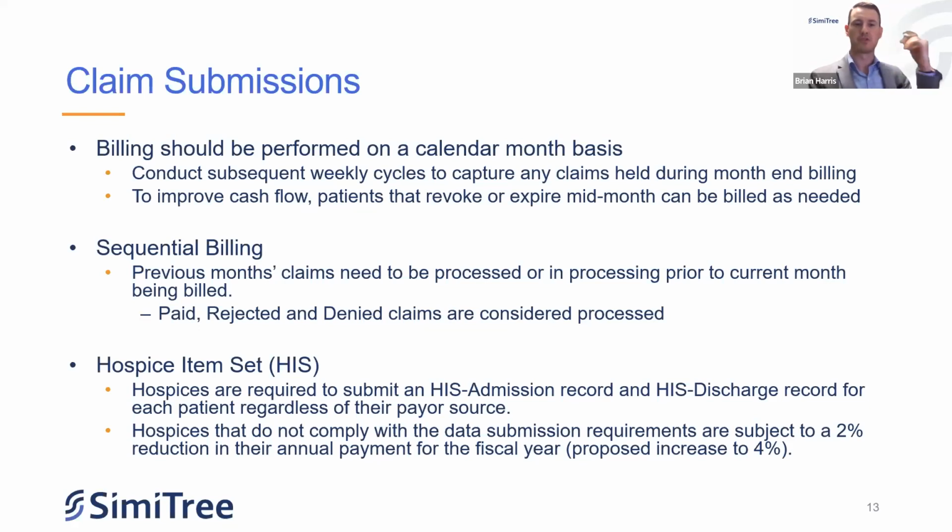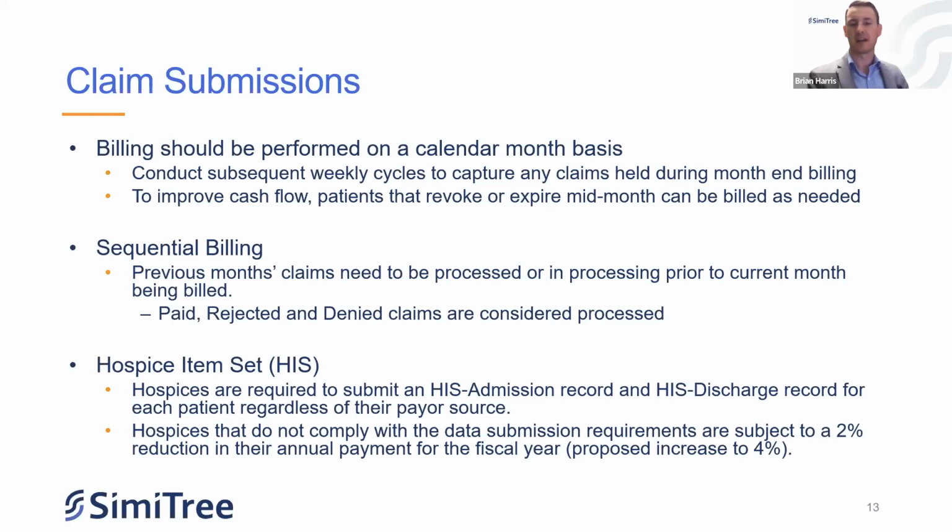But you want to make sure that you're doing those subsequent cycles for things that were held. Again, we do recommend monthly here and then subsequent weekly. If you're a larger agency and you have a high volume and you say, hey, I want to go 3 times a week to try to get those out the door and not wait a full week if I get something done right after the cycle, by all means do that. I think we view this really as a minimum that you should be doing.